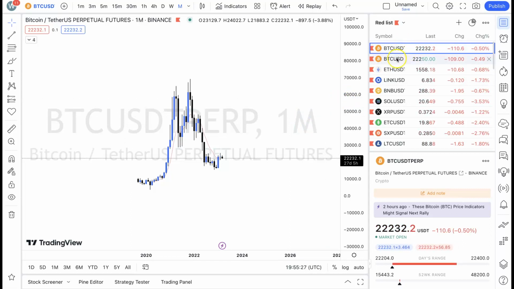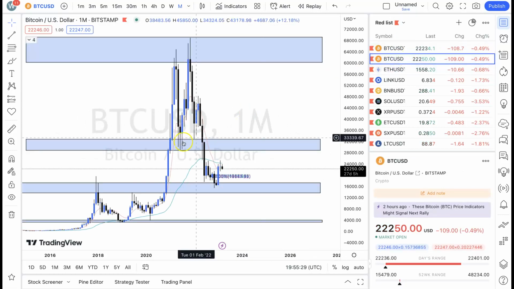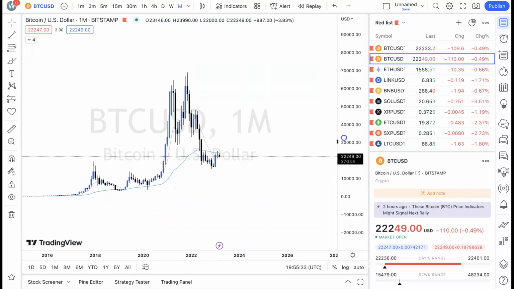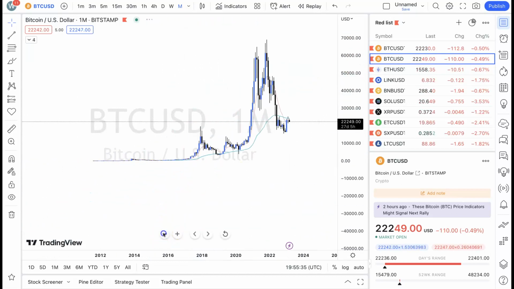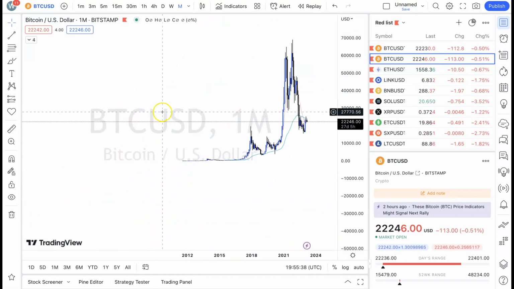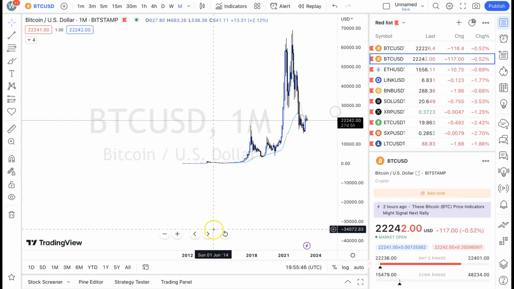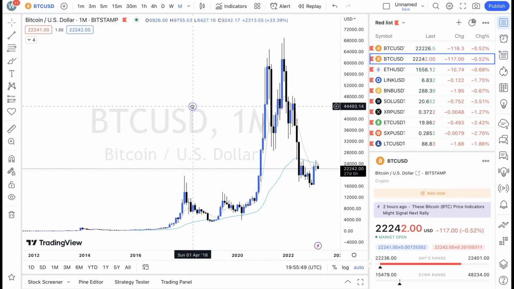Alright, so let's look at BTC, but just before we look at BTC, I'd like to lay some sort of foundation. So I'm using the Bitcoin USD chart by Bitstamp. So I just want you to look at a bit of history before we begin. So it's going to give you like a general overview of the market and how you can position yourself.